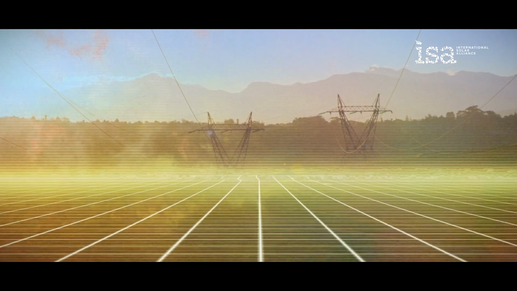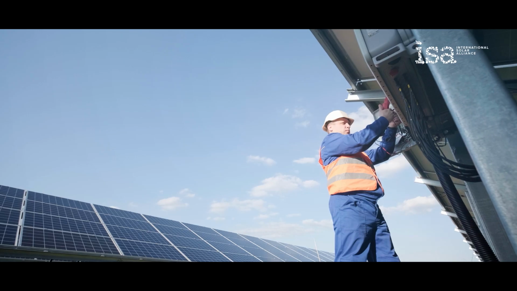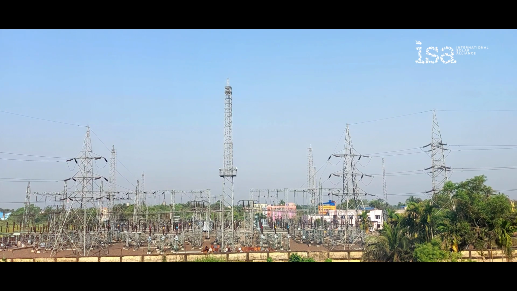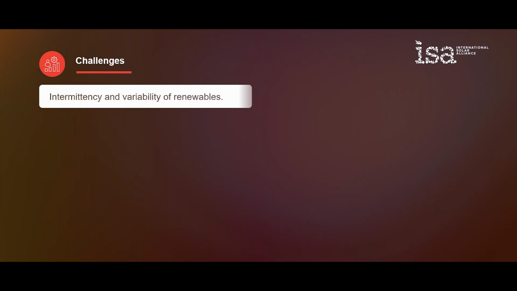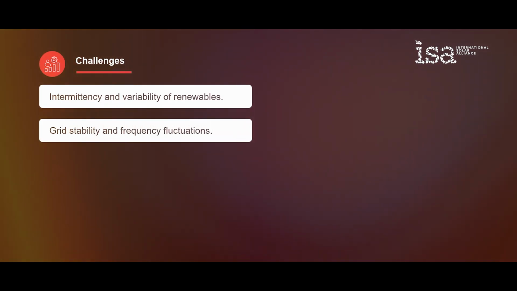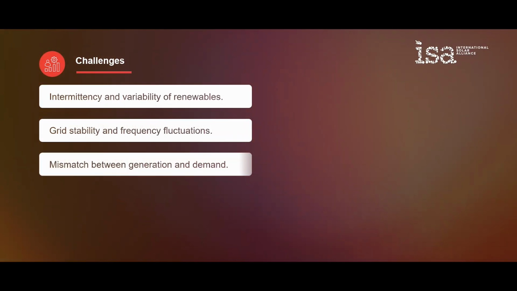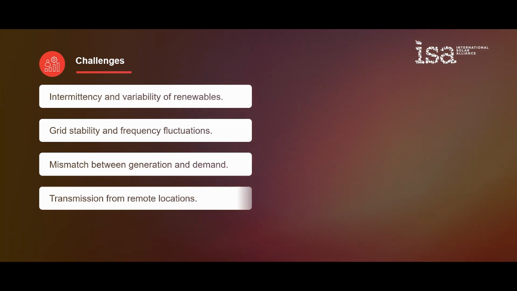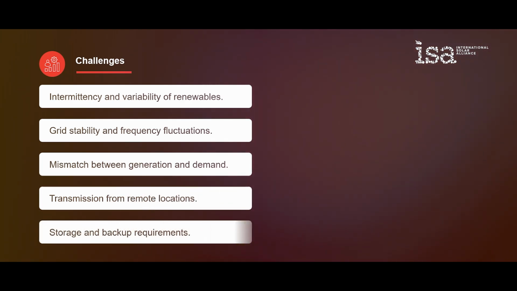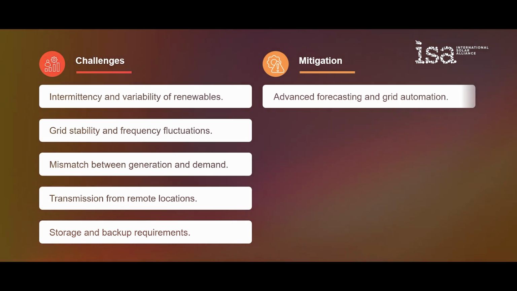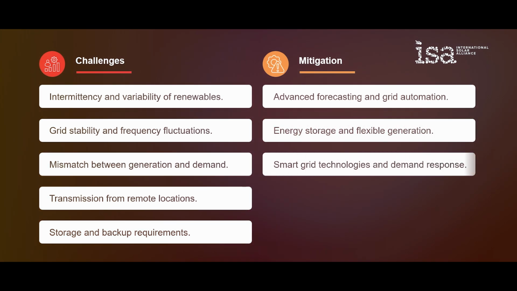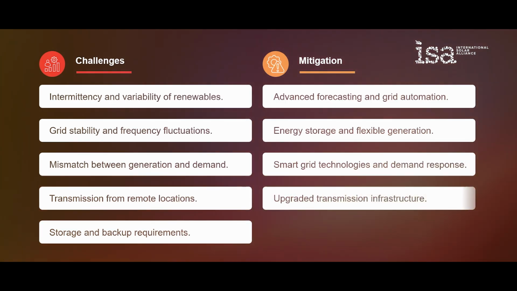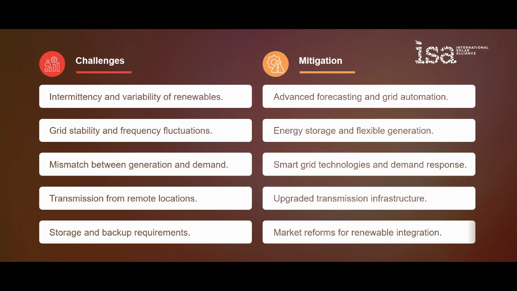Integrating large-scale renewable energy introduces challenges such as intermittency, voltage control, and transmission constraints. Let's explore these and their solutions. Challenges: intermittency and variability of renewables, grid stability and frequency fluctuations, mismatch between generation and demand, transmission from remote locations, storage and backup requirements. Mitigation: advanced forecasting and grid automation, energy storage and flexible generation, smart grid technologies and demand response, upgraded transmission infrastructure, market reforms for renewable integration.